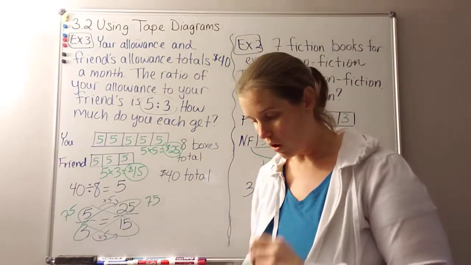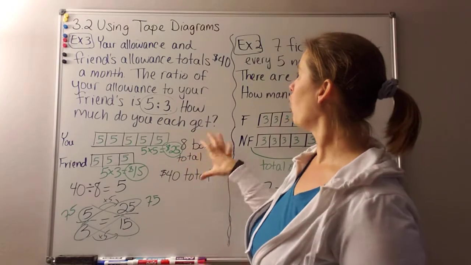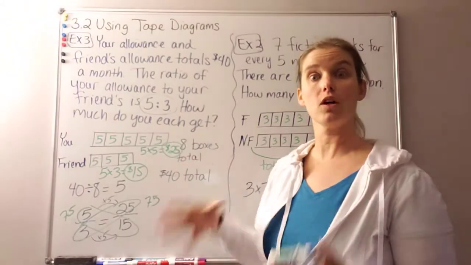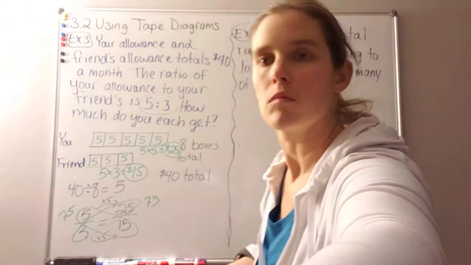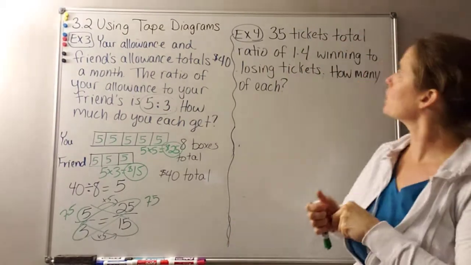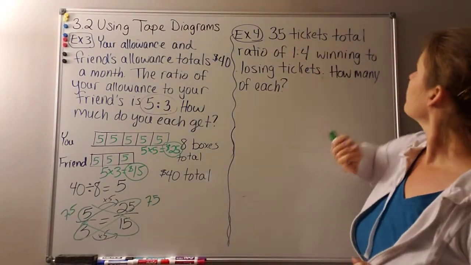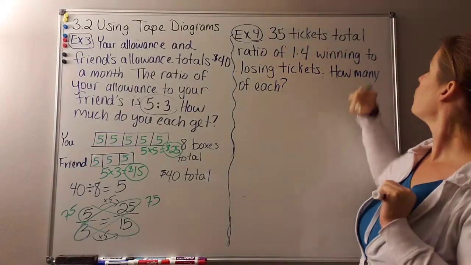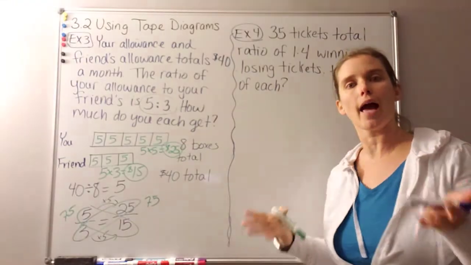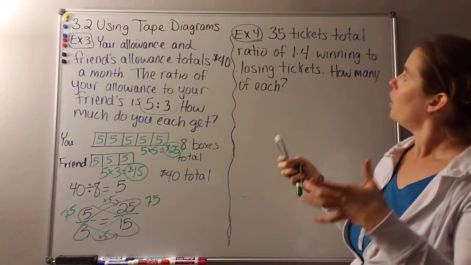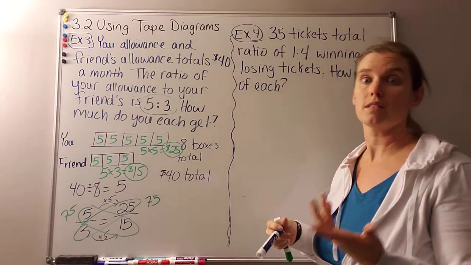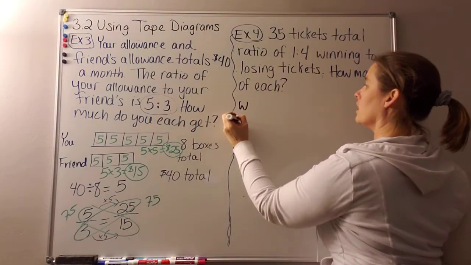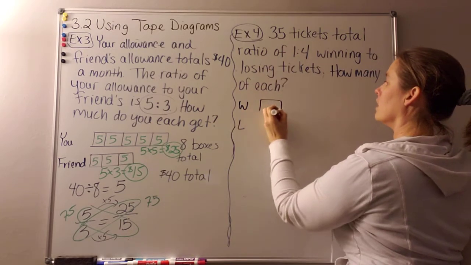All right, so we get the idea. We can use a total for everything and divide by the number of boxes we have in total to help us figure out the individual pieces. Okay, one more example to look at here, maybe 2. We've got 35 tickets total for a raffle, let's say. It's a ratio of 1 to 4 winning to losing tickets. So how many do we have of each in this raffle? Well, first of all, we better draw ourselves a tape diagram. After all, that's what this section's about, what we're practicing. So let's do that. So we've got winning to losing. Winning, losing. 1 to 4.